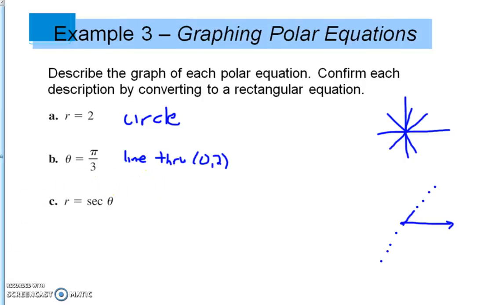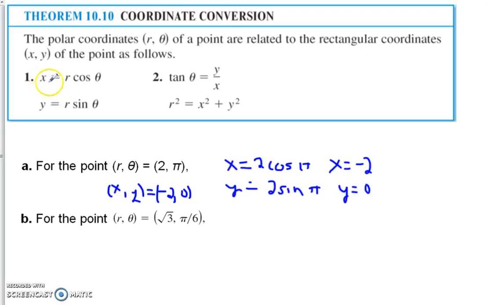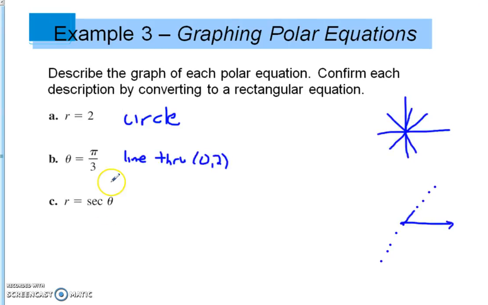So let's go back and say, well, x is equal to r cosine theta. In this case, the cosine of pi over 3 is 1/2. The sine is equal to square root of 3 over 2. So it's a line that's going to pass through those.